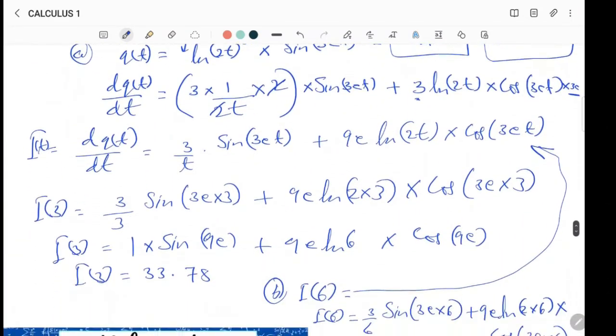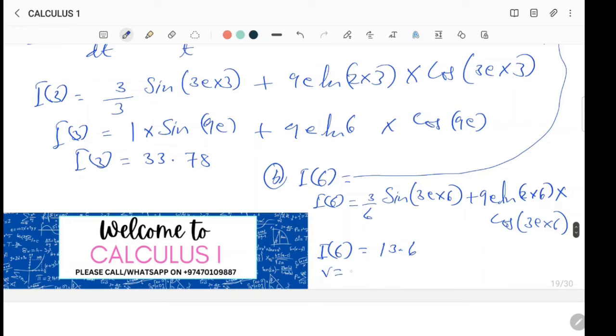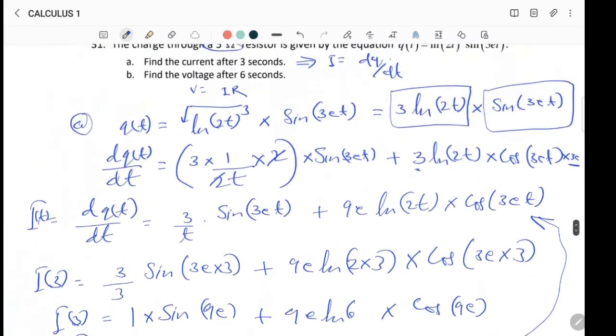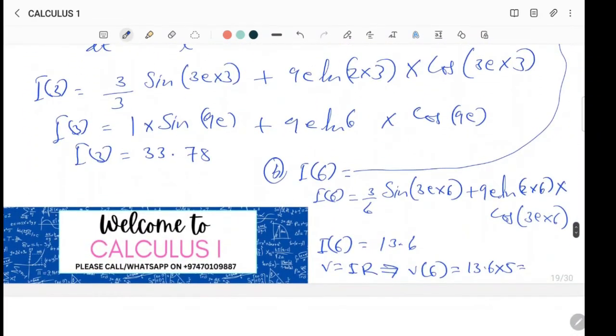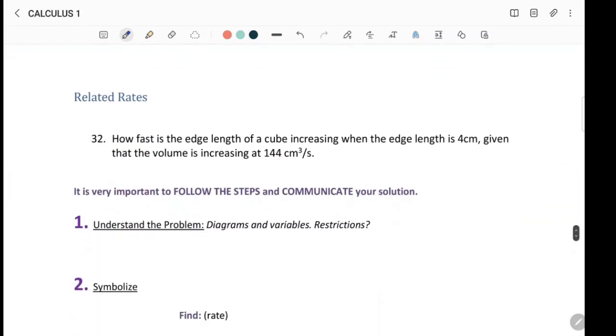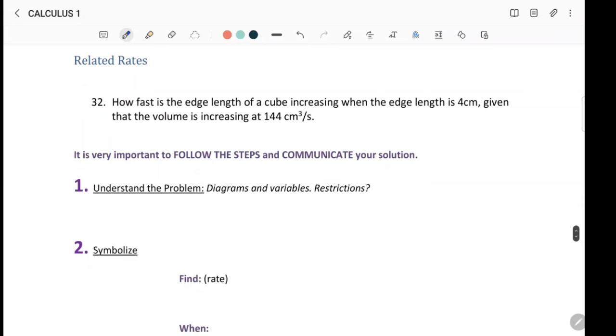Now our question is find the voltage. So we know that V equals IR. So V after 6 seconds, I is 13.6, and R is 5 ohm resistance, which is already given, right? So 13.6 times 5, 68. Okay, now related rates. Question 32: how fast is the edge length of a cube increasing?